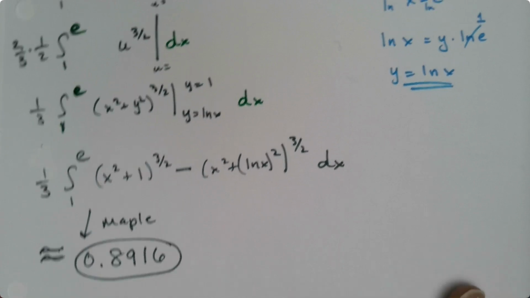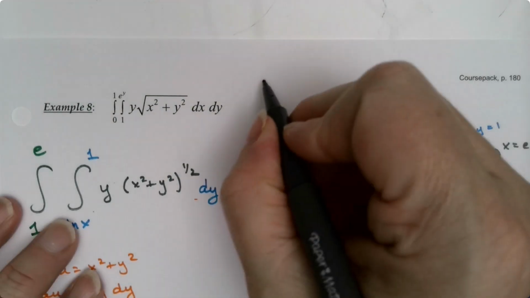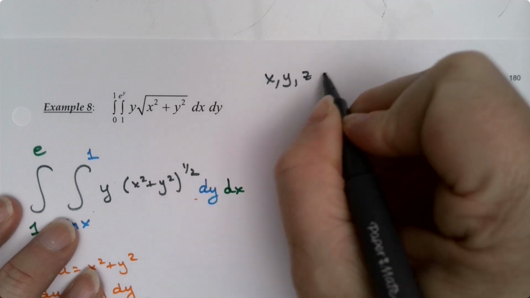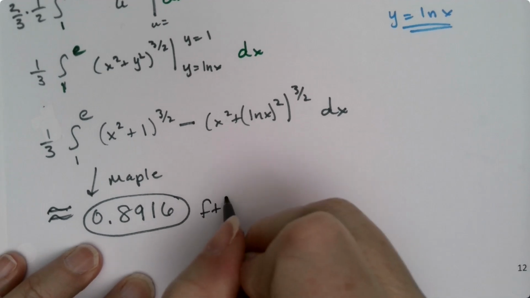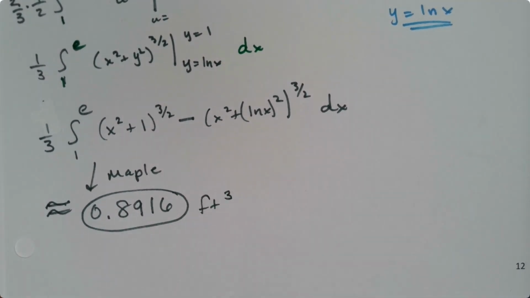Now keep in mind, if we knew, pretend, if we knew that x, y, z are in feet, for example, then this would be feet cubed because we had found a volume when we did this. Again, it didn't say that, but if it did, that's how we would do it.